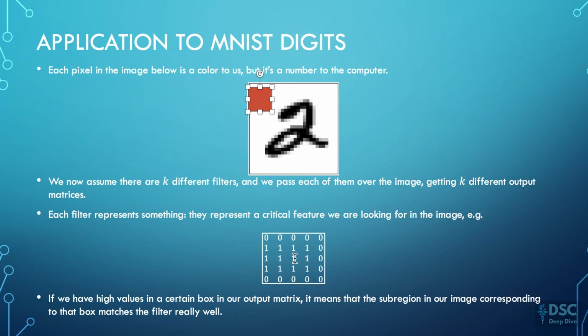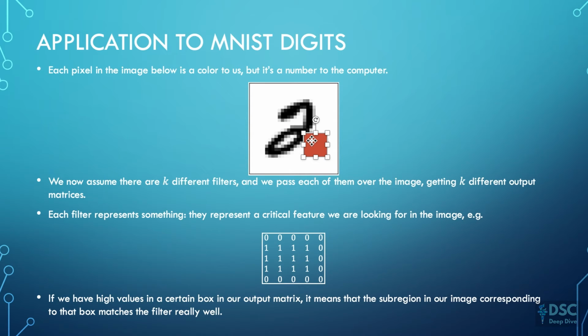The fact that we're sliding the filter over the image is crucial. This is exactly how our eyes see. As part of our visual processing, we look an image over and we identify crucial features. As we slide this filter over our image, we don't really have high values until we reach the bottom right-hand corner, where it fits really well.